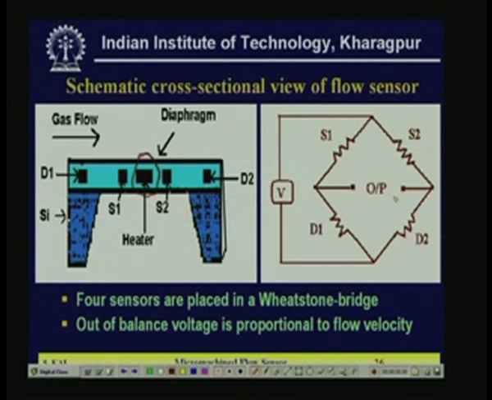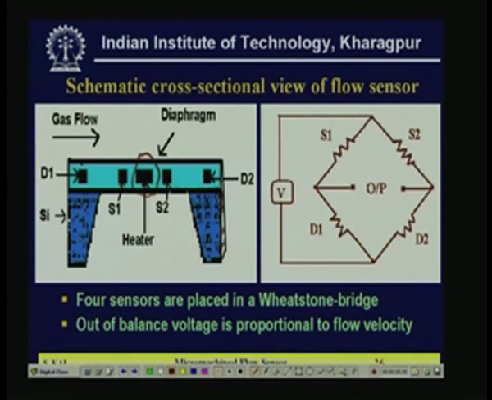Bridge will be perfectly balanced, output will be 0. Now, what is done here? The whole 4 resistances along with the heater (the heater is also a resistance) are put on the silicon nitride. The black region is silicon nitride. It is not a cross section; this top part is not a cross section. Basically, it is like that. This is the thing you can see here.